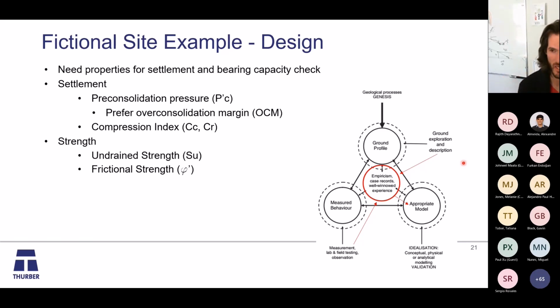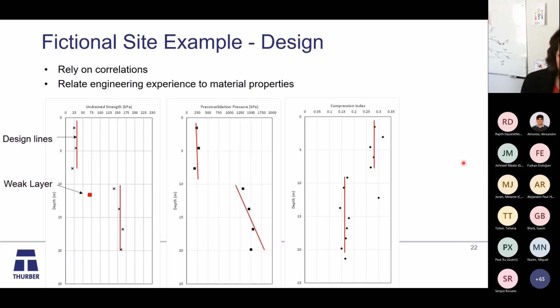So say for settlement, we need the pre-consolidation pressure. I prefer to use over-consolidation margin. You can talk about that after if you want. There's the compression index, Cc, Cr, strength, undrained strength, frictional strength. And we'll go through a process of saying, okay, I'm going to use some correlations to come up with these properties. I'm going to fit these to come up with design lines. So I've shown just some in red, what you might choose.